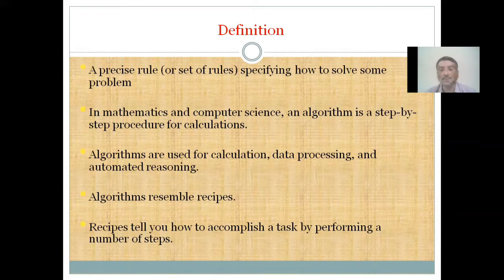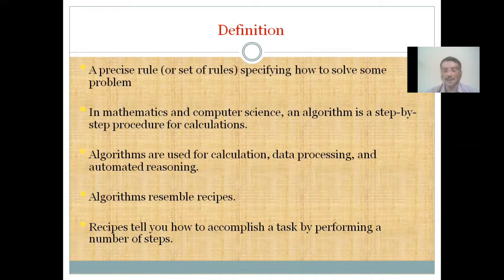Algorithms can be used in calculation, data processing, even automated reasoning. In layman language, we can say an algorithm resembles a recipe. A recipe tells you what ingredients you need and what steps you need to follow to come out with the desired result. So a recipe tells you how to accomplish a task by performing a certain number of steps.